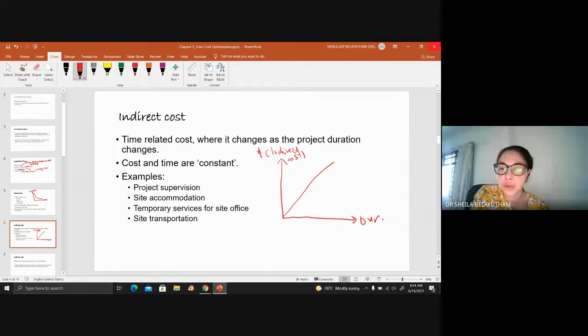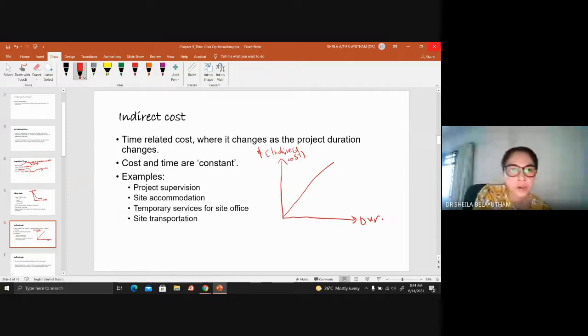So the shorter your project, the faster you can complete it, and your indirect cost will be lower. But the longer you are on site, your indirect costs will increase constantly, because you are paying them every month at a constant rate. So cost and time are basically constant.